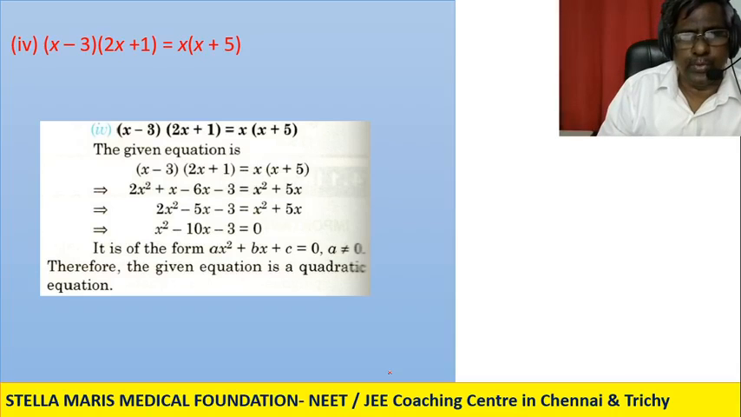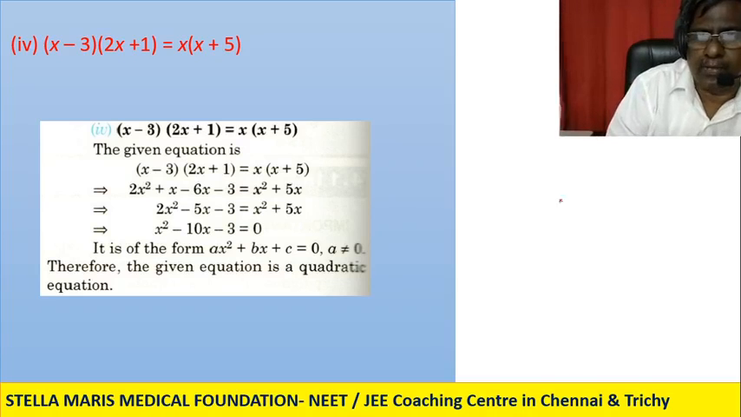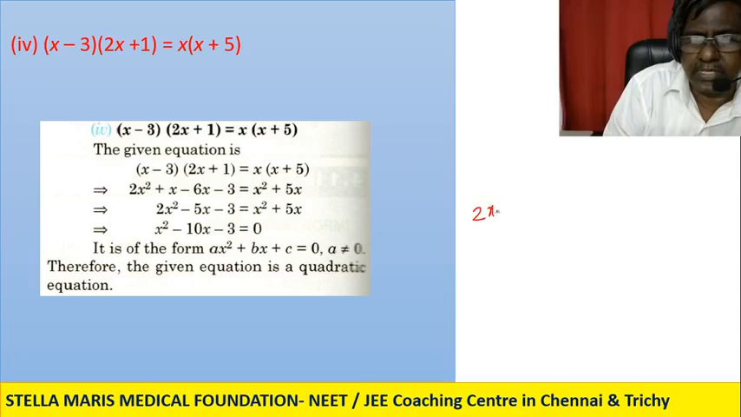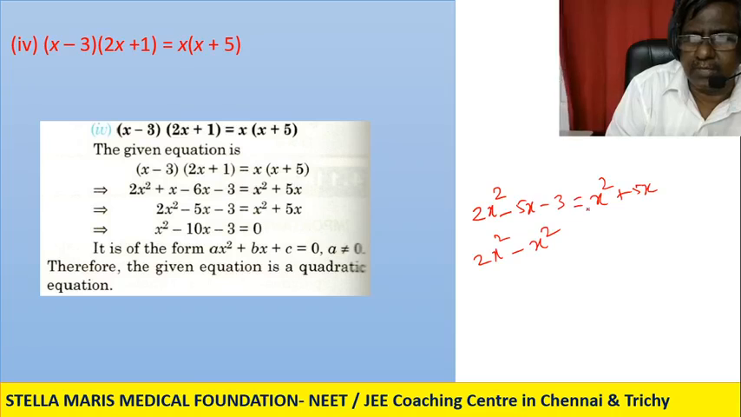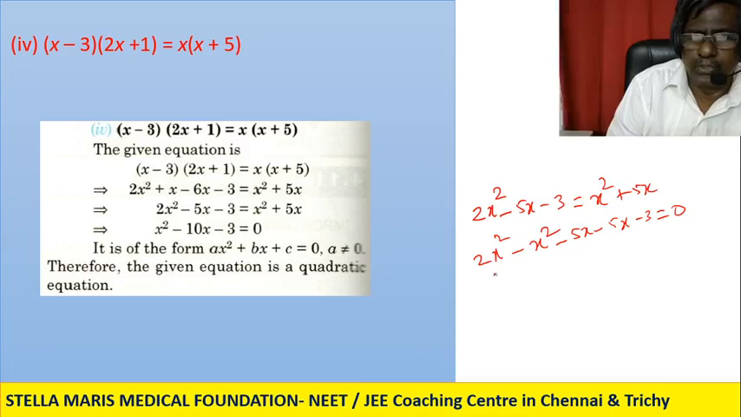Bring this side to here. I am bringing all this to one side. When you bring from the right hand side to the left hand side, the signs will change. So 2x square minus x square is x square, then minus 5x and minus 5x will be minus 10x, then minus 3 is equal to 0.